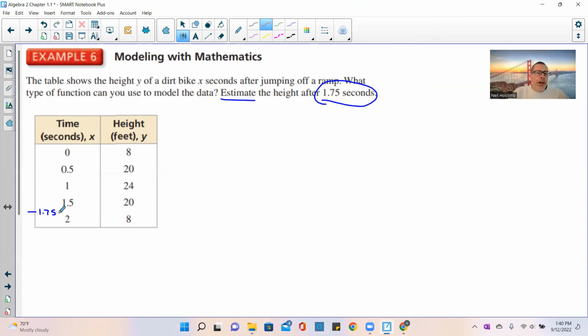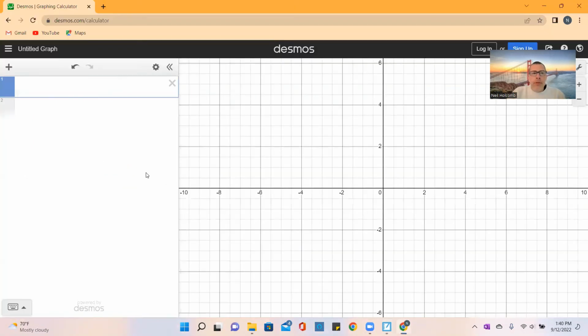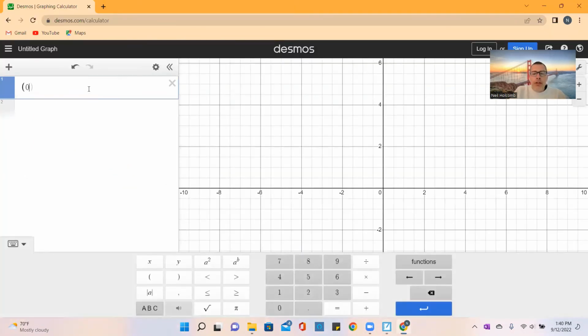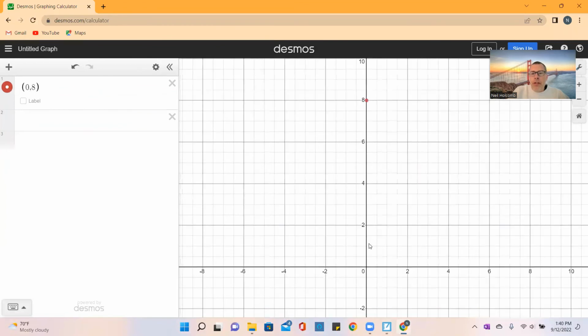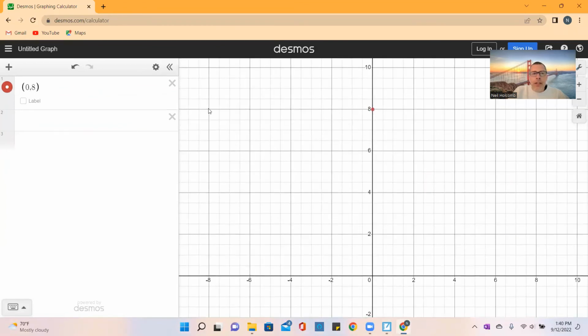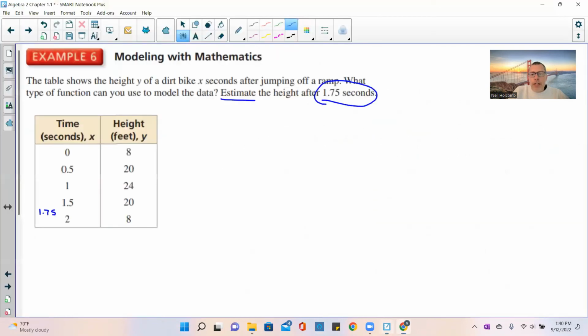Because 1.75, that's not a negative, by the way, it's just a marker. 1.75 is between 1.5 and 2. All right, so let's plot these first. 0, 8, and we'll put this in Desmos. So let's go to Desmos and plot the point 0, 8. And I can't see it, so let me move my, there it is right there. 0, 8 is right here. The next point we want to graph is 0.5, 20.